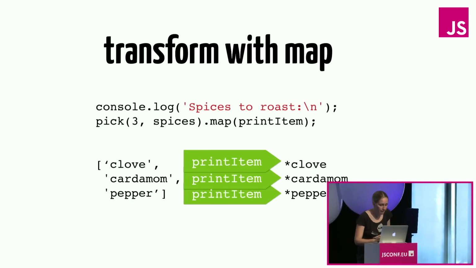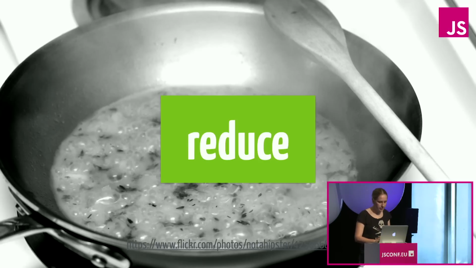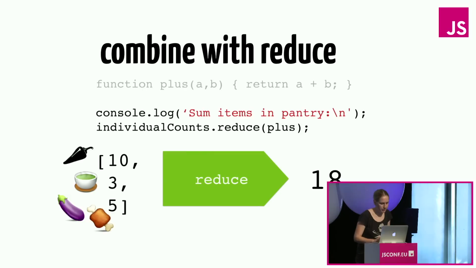How does this work? It works like this. Just for each array element, the print item function is executed. And we get this result. So it's like a transformation of the array. And reduce combines an array of elements into a single result value via repeated application of a supplied binary function. So the binary function gets two inputs, produces one output, so we're reducing something. Let's look at an example.